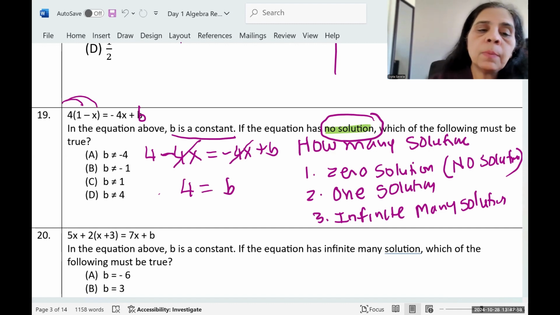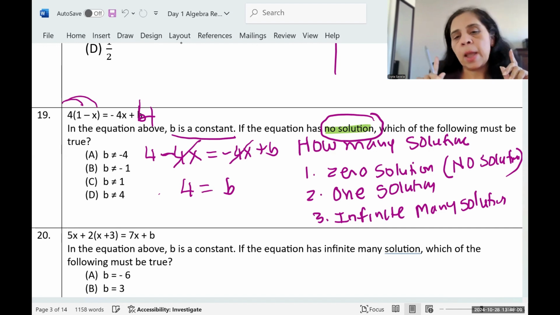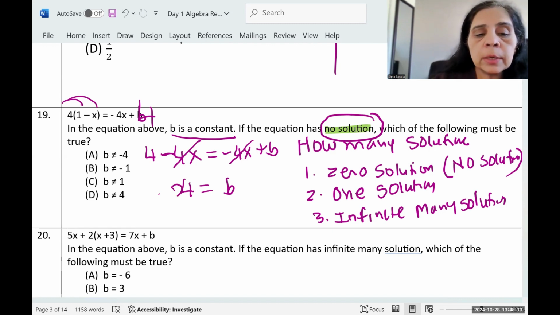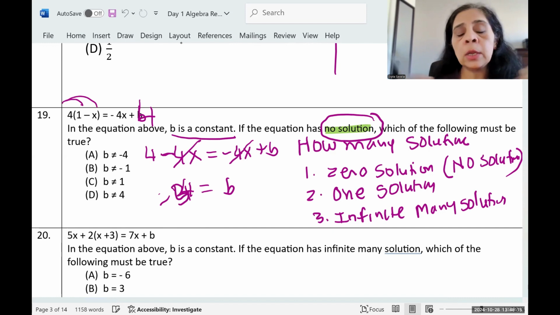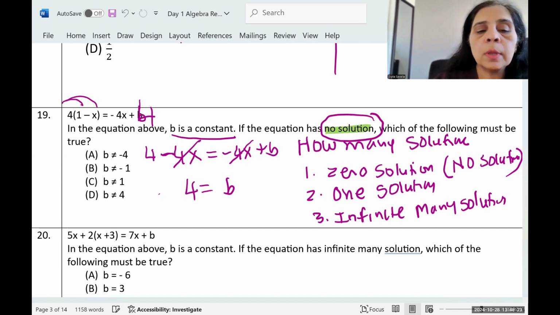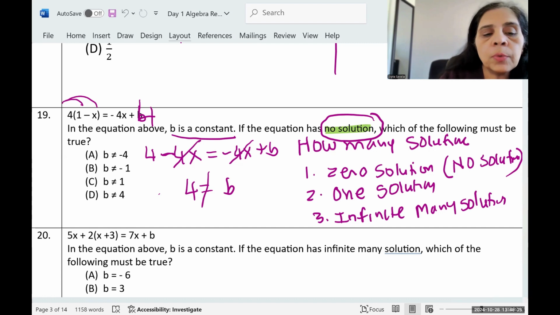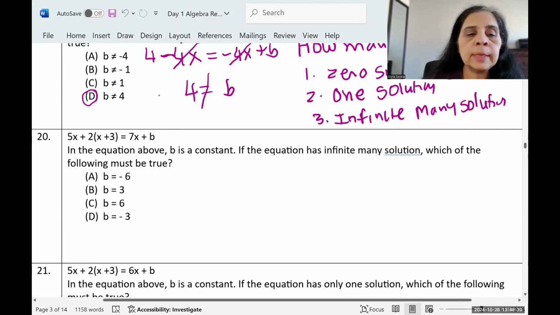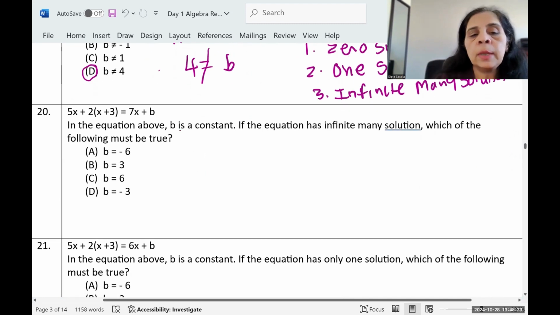4 equals b. If I plug in 4 here, I will get infinitely many solutions because both sides are exactly the same equation, right? So in that case, we will get infinitely many solutions. If you plug in here 3, negative 4, 0, or any other number, you will get no solution. So it cannot be 4. B cannot be 4. Which one is right? It's D. Okay. All right. That's the next one. In the equation above, B is a constant.